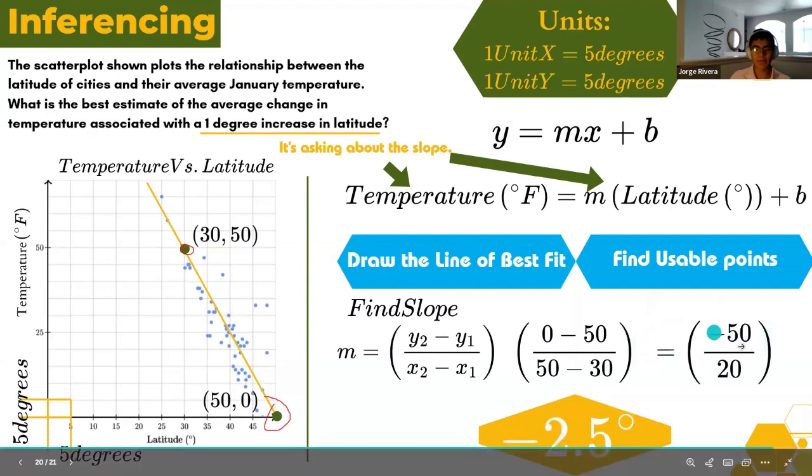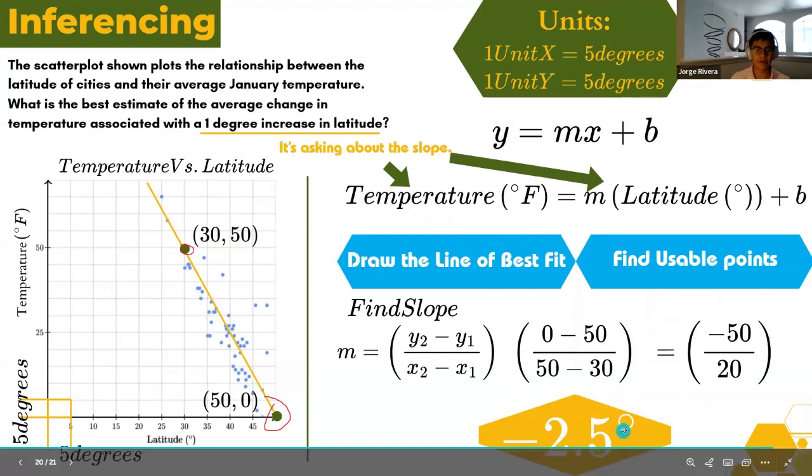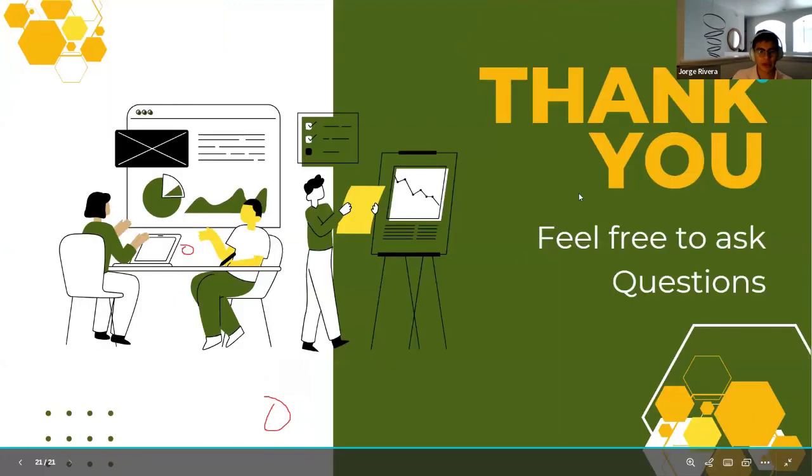And that means that the average change in temperature associated with a 1 degree increase in latitude is going to be negative 2.5 degrees. So basically, for every 1 degree that the latitude goes up, the temperature drops 2.5 degrees. That's basically what it says. Thank you so much, and feel free to ask any questions.